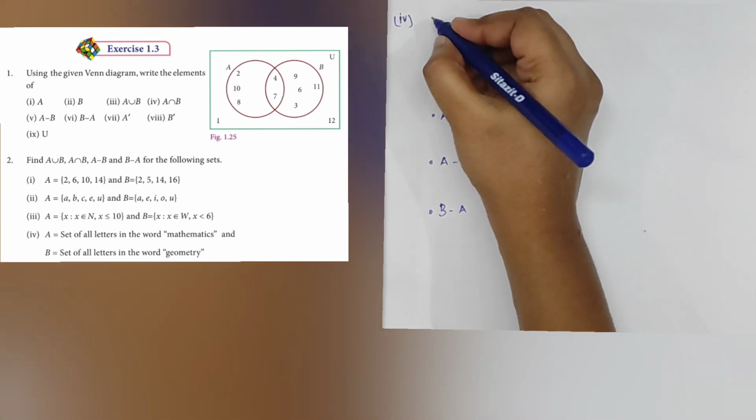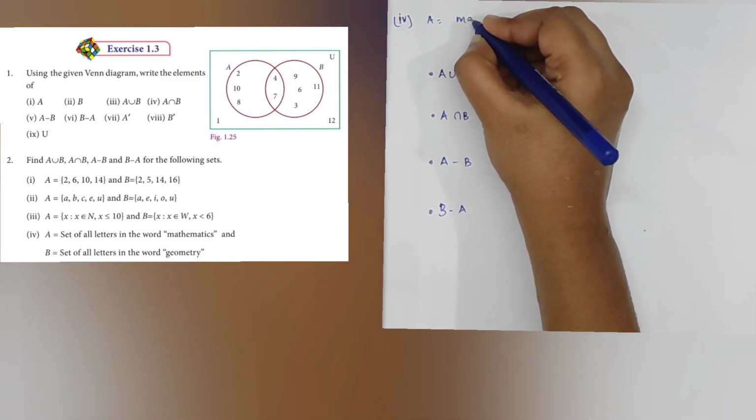Let's do the fourth question. A is equal to the set of all letters in the word mathematics.